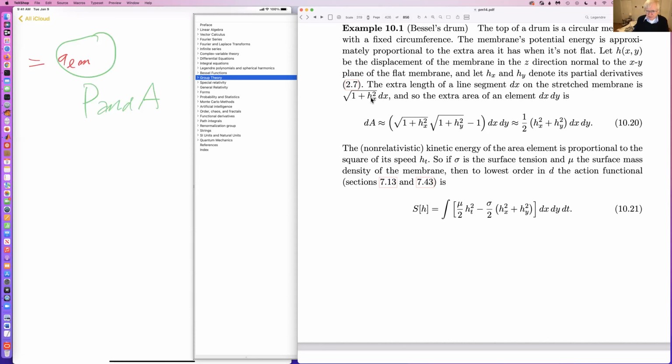The extra length of the line segment is 1 plus, if h of x, let's suppose, I suppose I should have used cylindrical coordinates here, but instead I'm thinking of a square patch of the drum. And if the height has an x derivative h sub x and a y derivative h sub y, then the length is the square root of dx squared plus dy squared plus dh squared. And then you subtract 1. And so this is the extra energy.